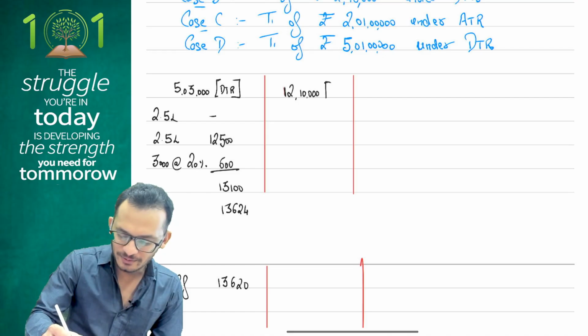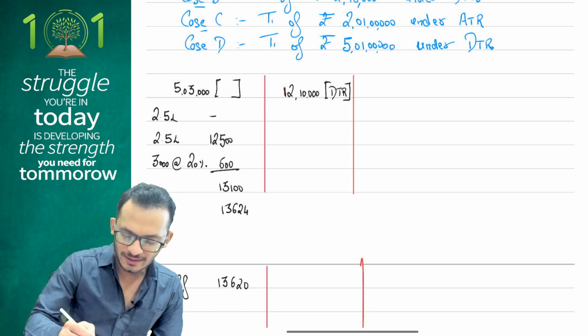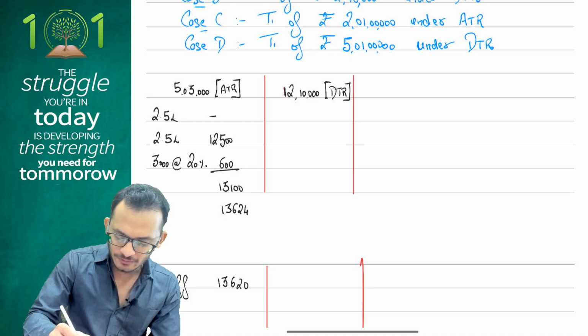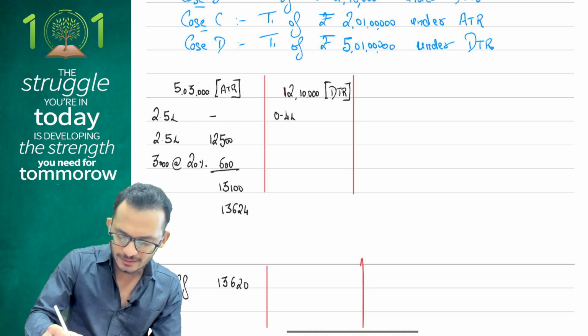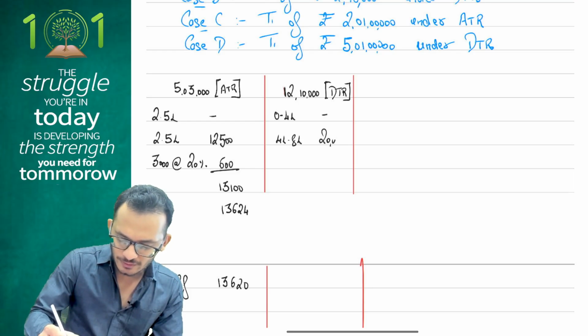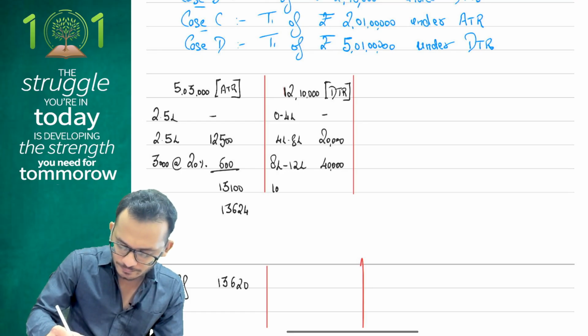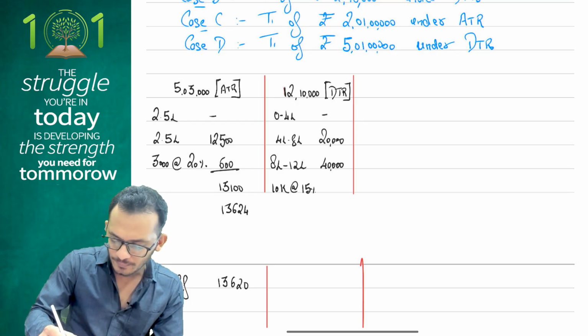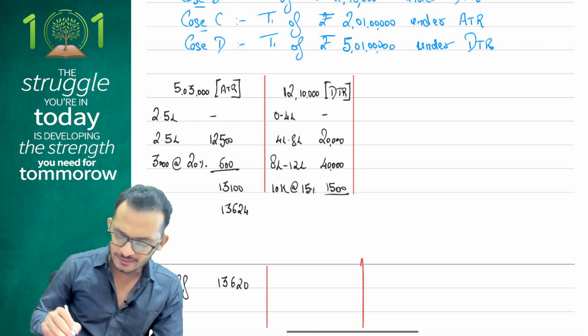Let's understand this carefully, people. What is going to happen? I am going to come and tell you that your income is 12 lakh 10,000. Help me with the normal tax liability. For the first 0 to 4 lakhs, answer is 0. Next, for the incremental 4 lakh to 8 lakh, answer is 20,000. And then 8 lakh to 12 lakh is 40,000. And then the incremental 10,000 will be taxable at 15%. Answer is 1,500. Taking the total as 61,500.